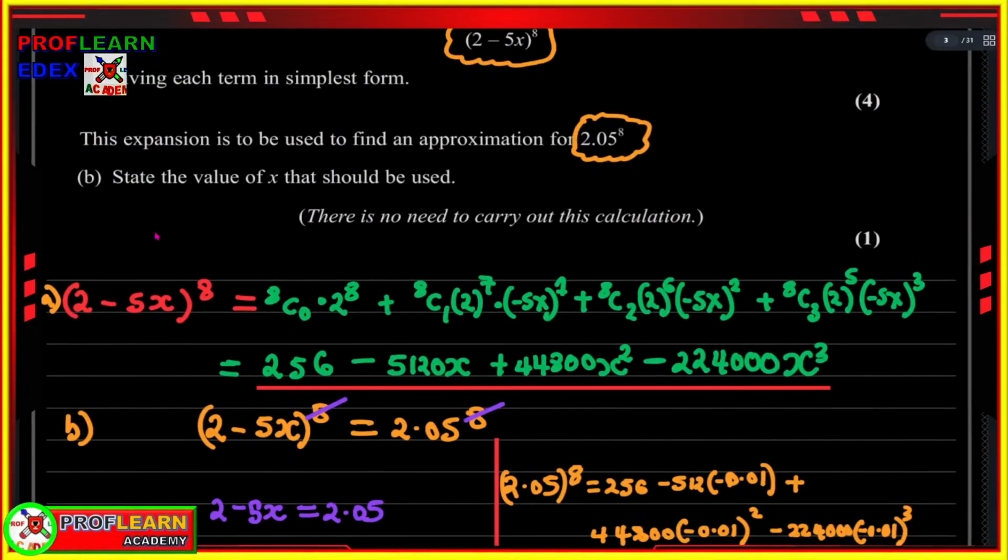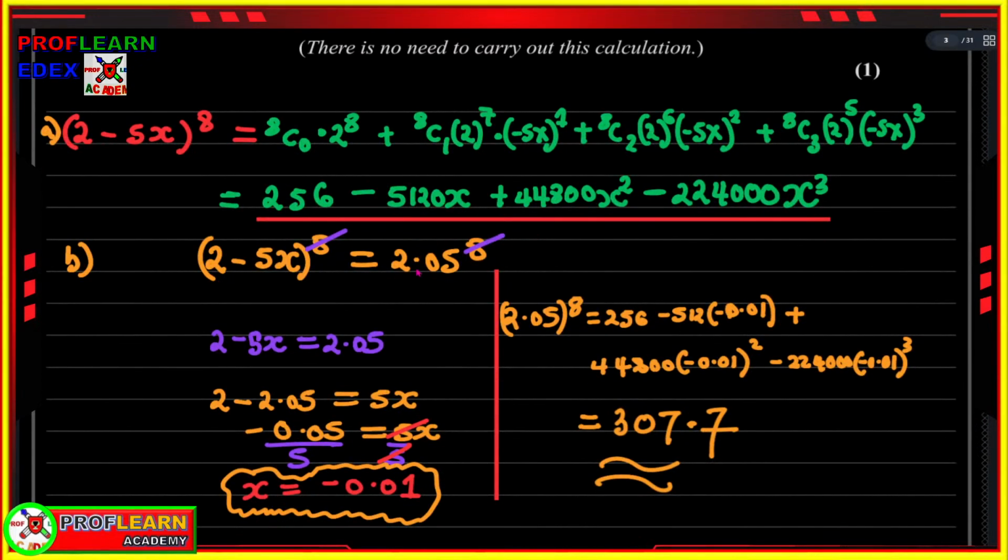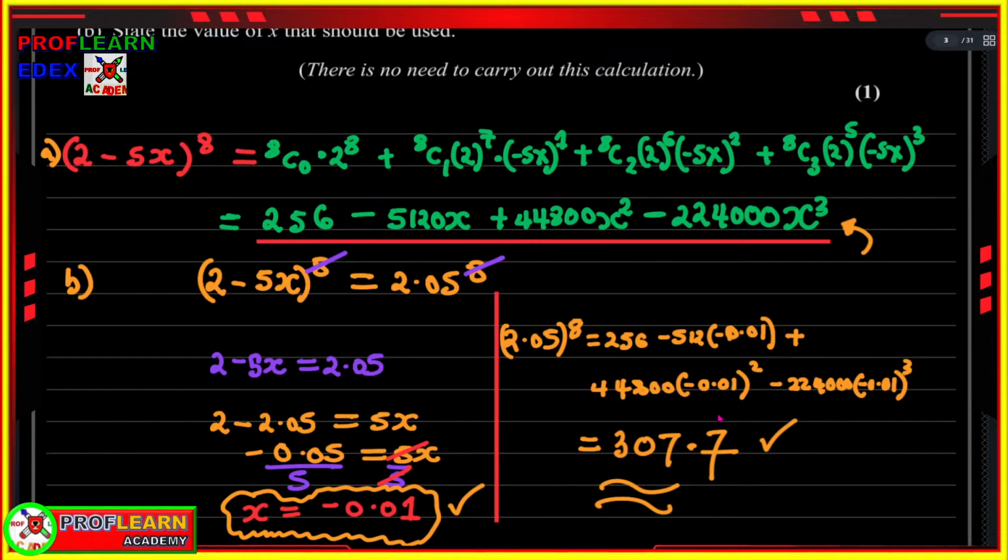For you to do part B, which is asking you to state the approximation of this, first you take those and equate, so that we can get the value of x as shown here. Once we have the value of x, we can put it into this expansion that we had gotten so that we can get our answer down here. So this is one of the questions that can probably be asked.